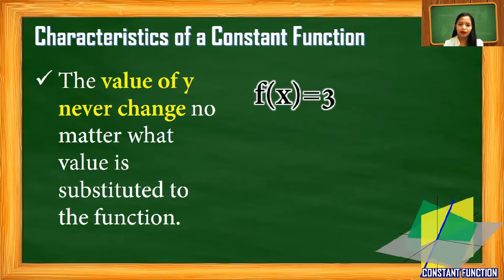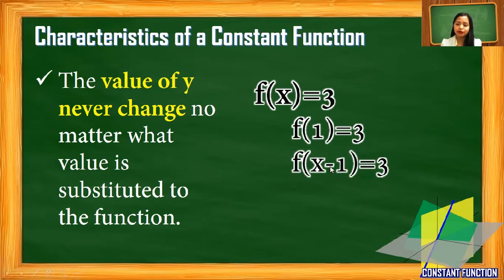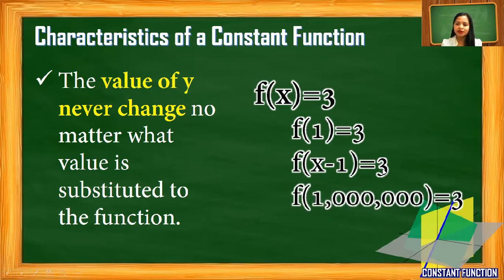For example, we have f of x is equal to 3. If we are going to substitute the value of x is equal to 1, our y is still 3. And if we are going to substitute for the value of our x as negative 1, still the value of our y is 3. And even if we are going to substitute the value for our x is equal to 1 million, our value of y is still 3. And that is the special characteristic of our constant function.